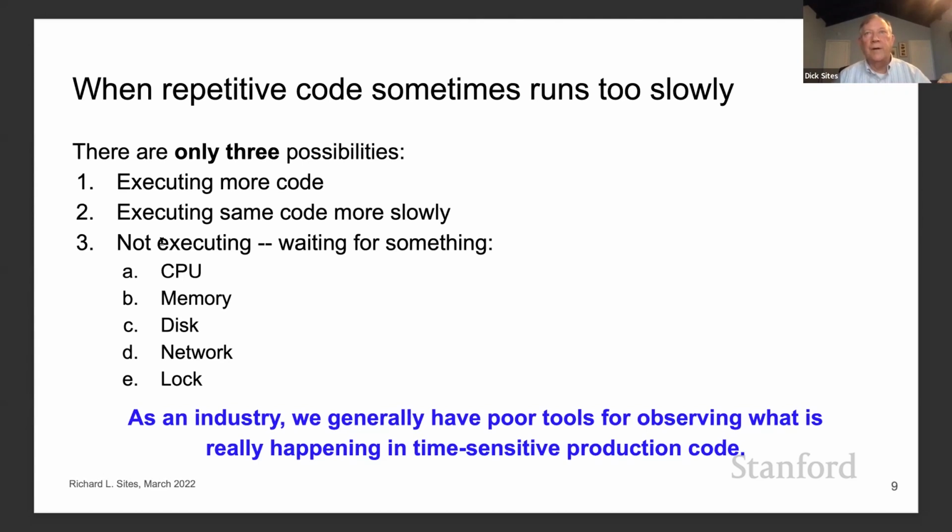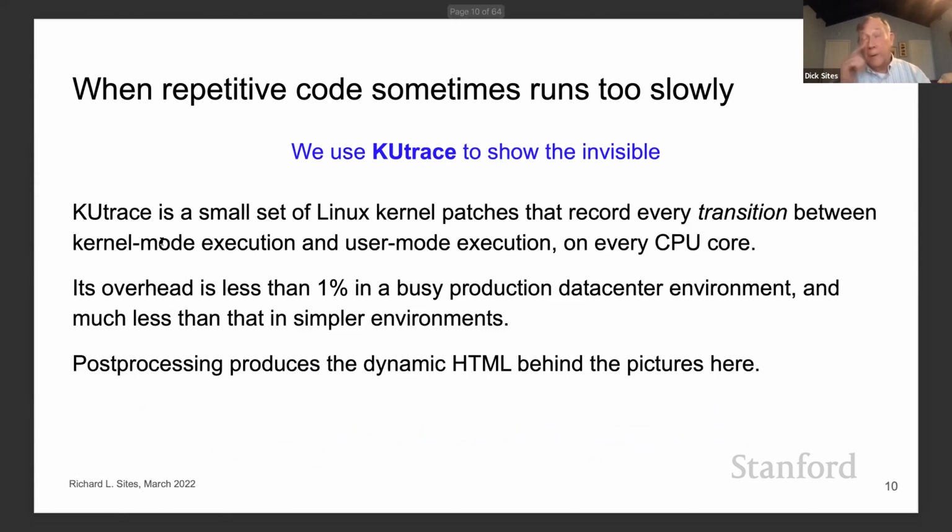And as an industry, we generally have very poor tools for observing what's really happening, particularly in time-sensitive production code, where a tool that slows everything down by 10% is useless, cannot be used in a production data center or inside of an airplane or whatever. Inside of a database, even a 10% slowdown is generally terrible. So I'm going to talk about the system called KU trace, kernel user tracing.